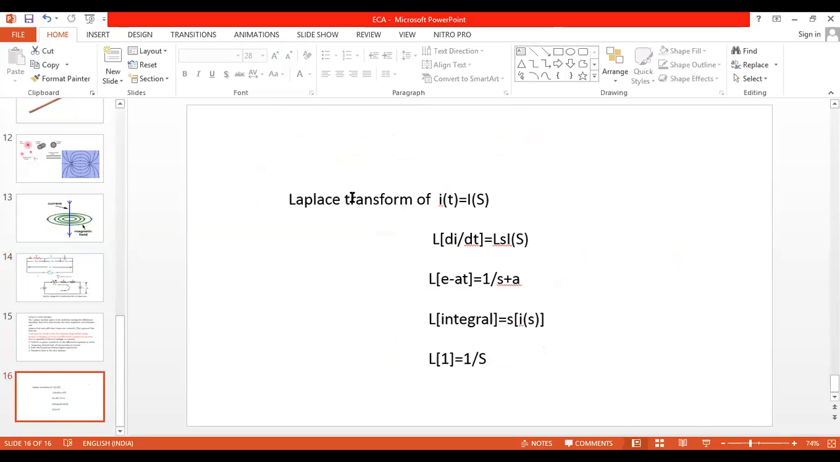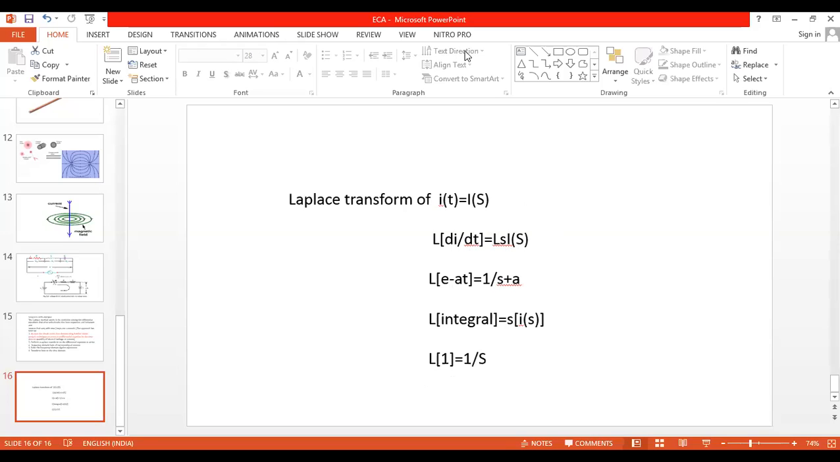As it is the first class, I hope you have done this in diploma. I will revise certain formulas that are necessary for us. Laplace transform of i of t is I of s. Laplace transform of the derivative is L into S into I of s. The Laplace transform is the tool which converts time domain quantities to frequency domain. Frequency domain we represent by S, the complex operator. Laplace transform of e power minus at is 1 by s plus a. Laplace transform of the integral is I of s by s, and Laplace transform of 1 is 1 by s.